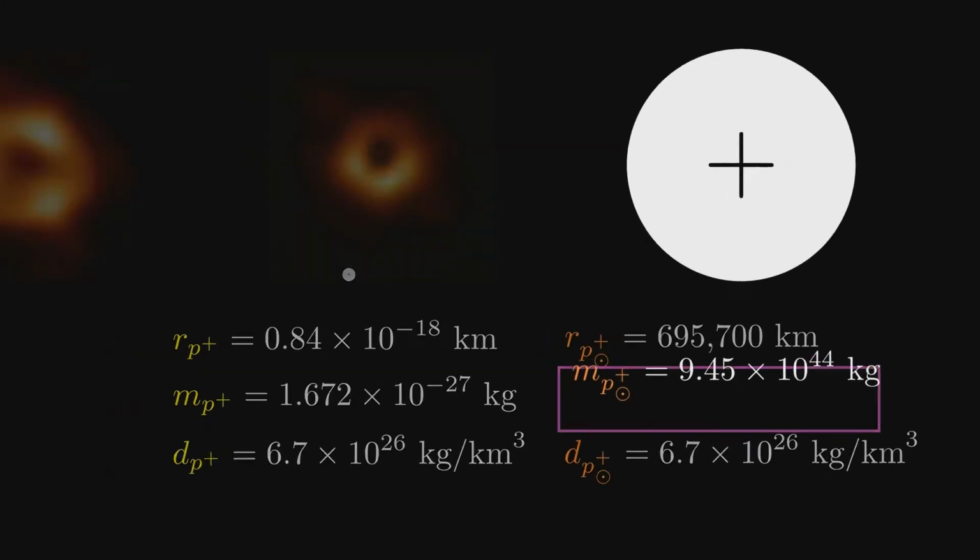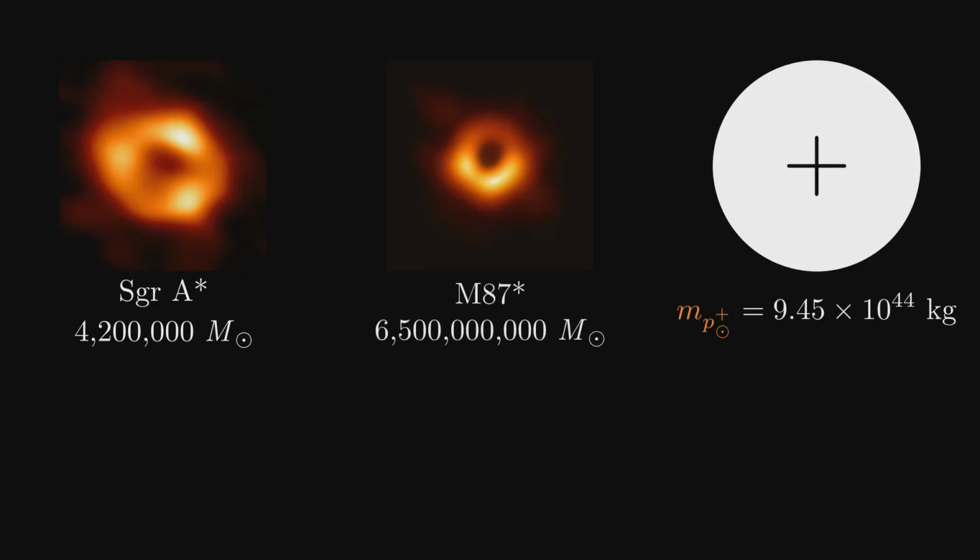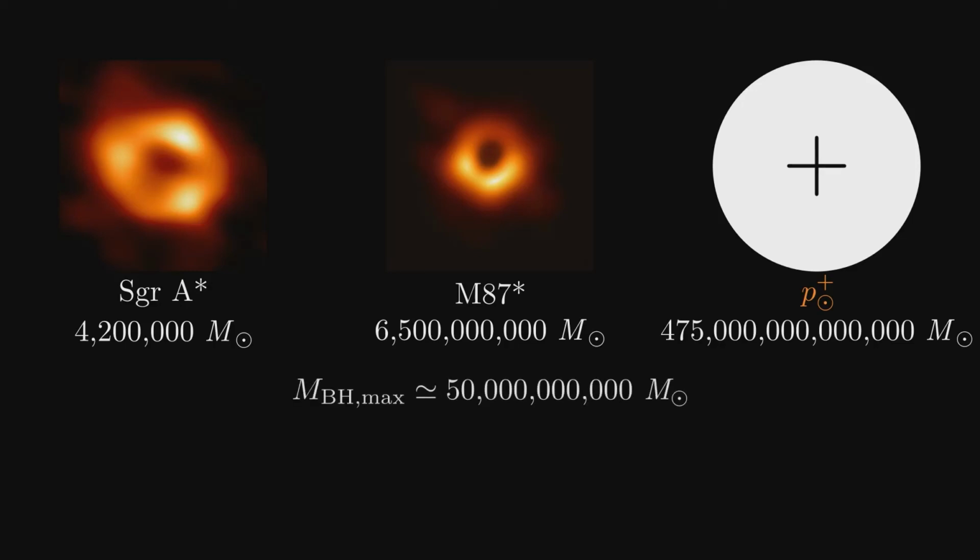To date, only 2 black holes have ever been imaged. Sagittarius A star at the center of our own Milky Way has a mass equivalent to 4.2 million suns. The other one at the center of M87 is in the neighborhood of 6.5 billion. The sun-sized proton is so massive, it is equivalent to 475 trillion suns. Now, according to what I could find, the theoretical maximum mass of a black hole is estimated around 50 billion suns, which means the sun-sized proton is nearly 9,500 times more massive than the theoretical limit.